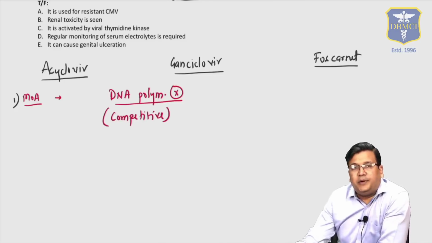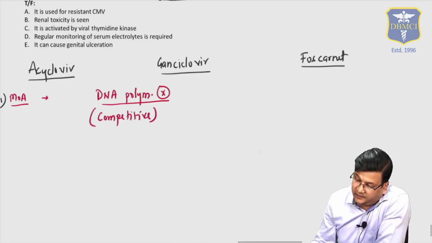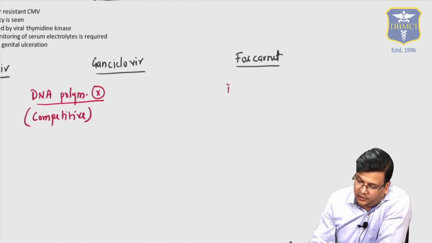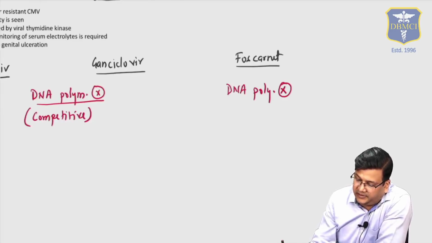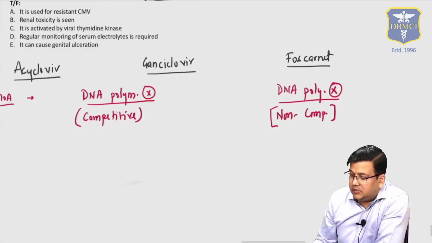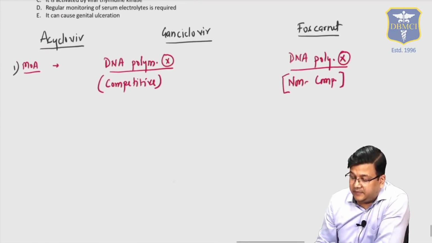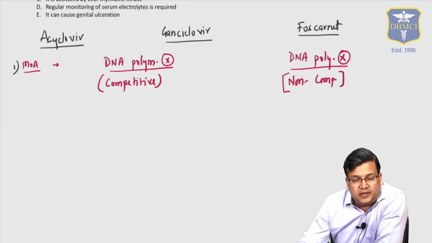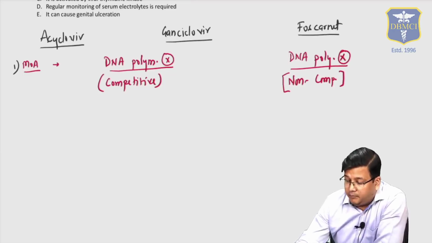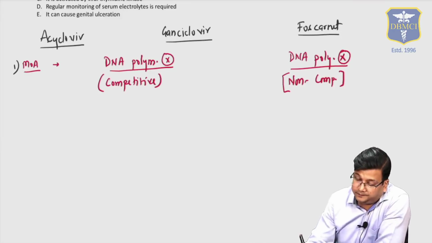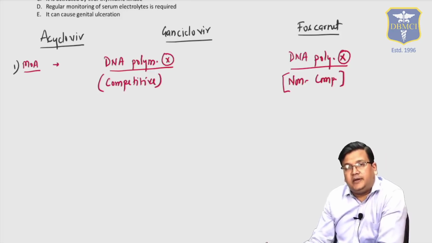So they are competitive inhibitors of DNA polymerase, while foscarnet is also a DNA polymerase inhibitor, but it is non-competitive. So all 3 drugs are going to inhibit the DNA polymerase of herpes, but acyclovir and ganciclovir are competitive inhibitors, while foscarnet is a non-competitive inhibitor. What is the importance of this word non-competitive?